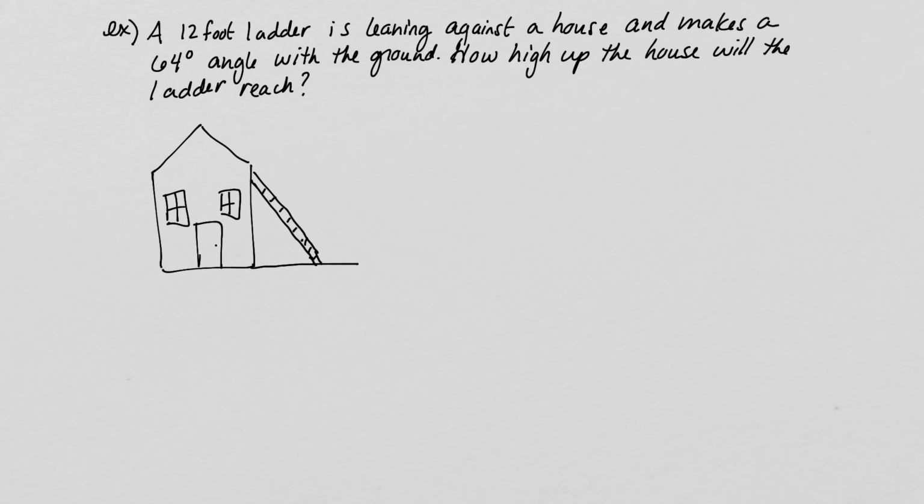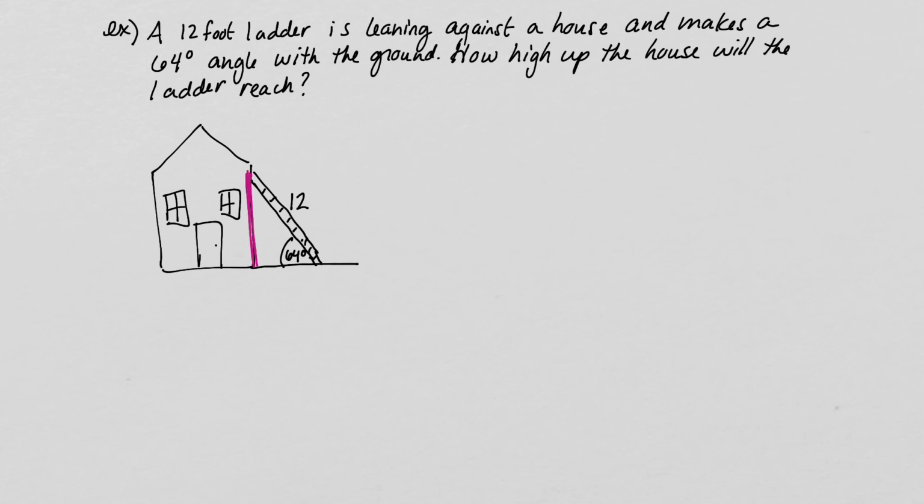Okay, so it tells me that the ladder is 12 feet long. So this side here, how long the ladder is, that's 12 feet. And it tells me that it makes a 64-degree angle with the ground. So they're talking about this angle here. So this angle here is 64 degrees. And we want to know how high up the house the ladder reaches. So we're interested in figuring out this distance here.